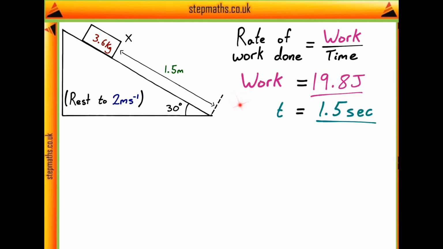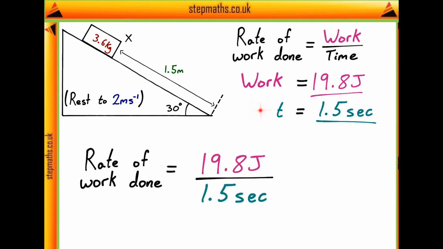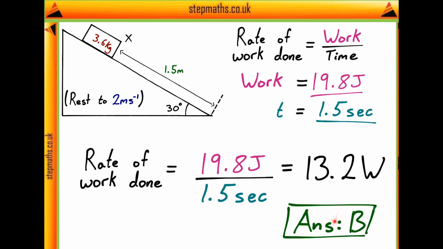So with both our work and our time, we can find our rate of work done, which is going to be 19.8 joules divided by 1.5 seconds. Now, there's not really any particularly easy way to do this division, it's just the sort of thing you'll have to work through. I think that maybe the best tip is that 1.5 is 3 over 2, so this is the same thing as dividing 19.8 by 3 and then multiplying by 2, because you're dividing by 3 over 2, if that is useful to anyone. But the answer you should get by doing this is 13.2 watts. And this is going to correspond with answer B given in the question.